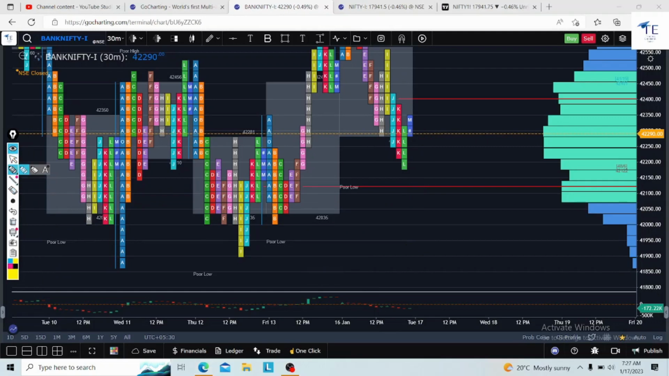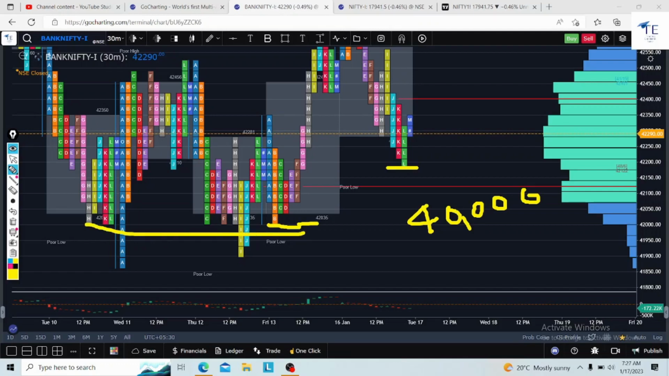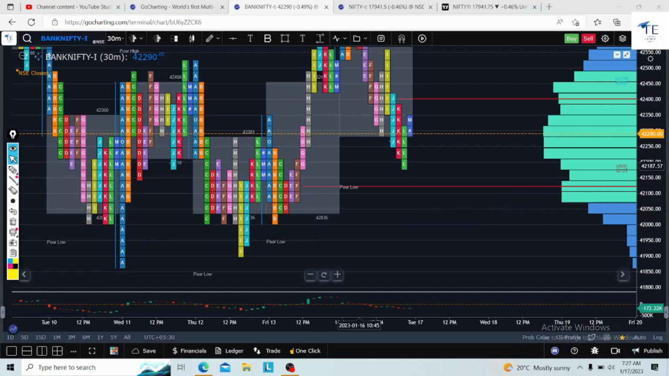If the market sustains below this territory, by this Friday we can see the 40,000 mark. If the market closes below this level today, this low is very, very important. This 42,000 is also very, very important for Bank Nifty for the entire week.